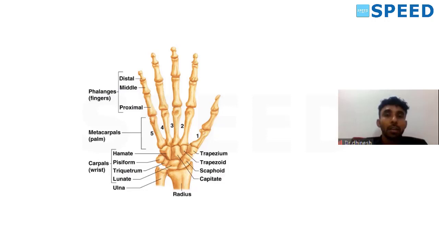And what are the 4 carpal bones present in the proximal row? As we see here in this diagram, this is the lateral side, this is the medial side, because this is the thumb, which has 2 phalanges, proximal phalanx and distal phalanx. So when you move from lateral to medial, we have to remember the order.